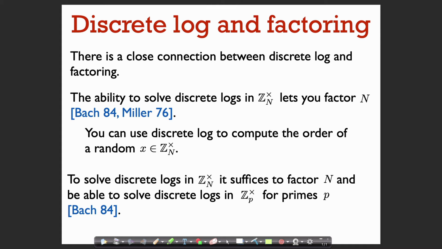So it was known quite early on, in the 70s and 80s, that if you can solve discrete logs, then you can factor. And this is actually where the classical reduction part of Shor's algorithm comes from, right? The way that this was shown was by showing that you can use the discrete logarithm to compute the order of a random x in Z_n^*, okay, which is of course also a fact that Shor's algorithm relies on to factor.